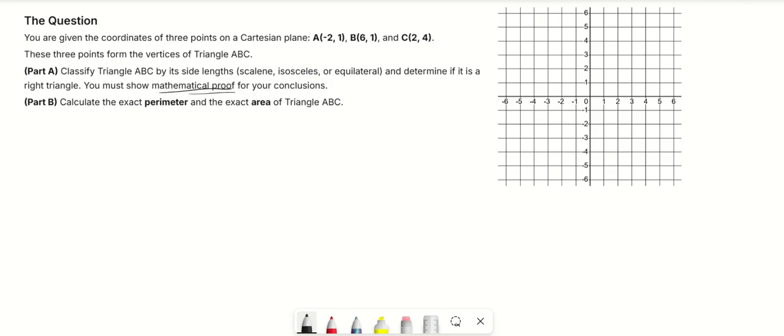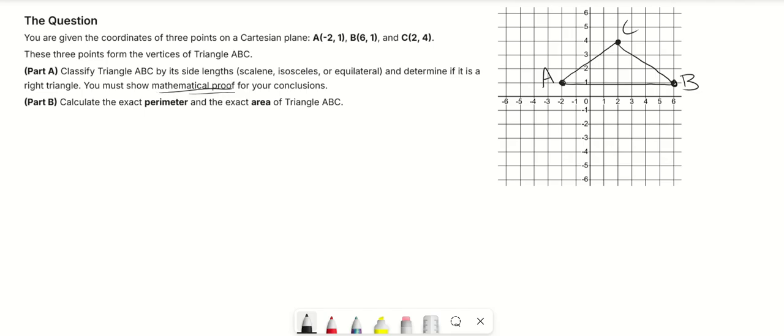Why don't we just try plotting the points on the coordinate plane first and see what happens. So A is at -2, 1. There's point A. Point B is at 6, 1. And point C is at 2, 4. So here's our triangle ABC.